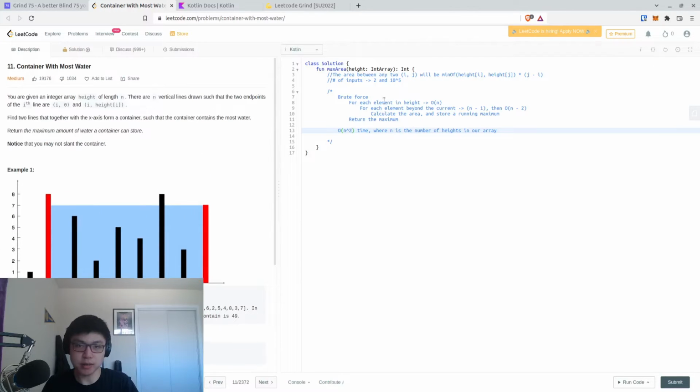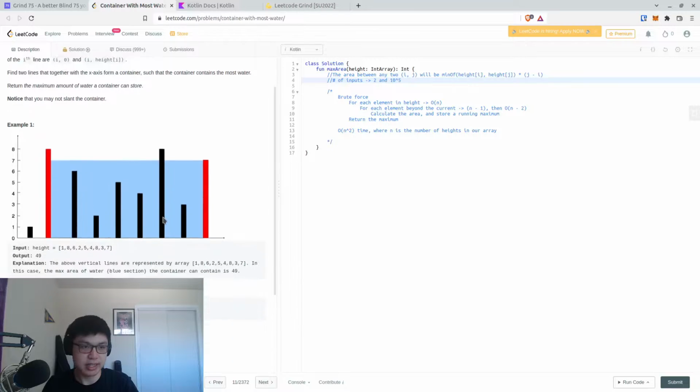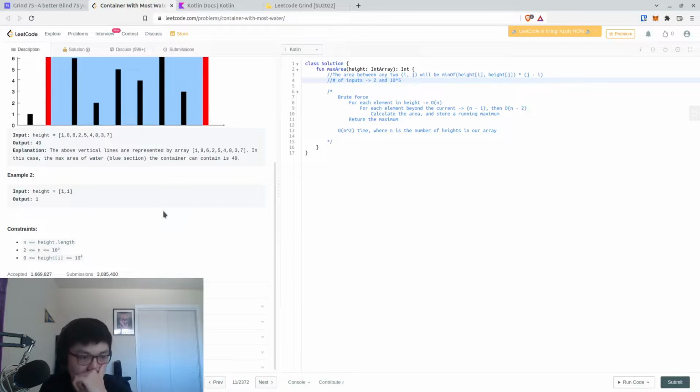But given that our input array is 10 to the 5, that seems like a little bit slow.